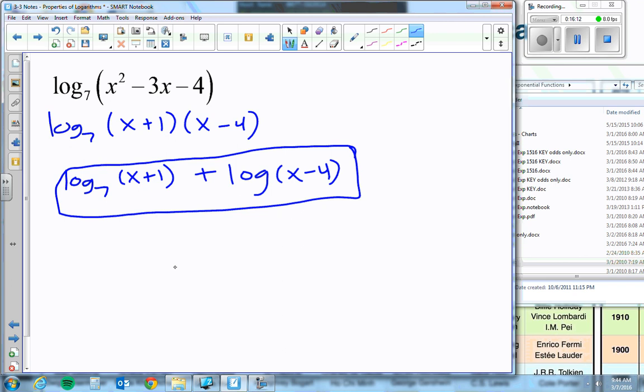Where did I mess up, though? Yeah, I forgot the base 7. I'm bad about that. Although, I will still take off.